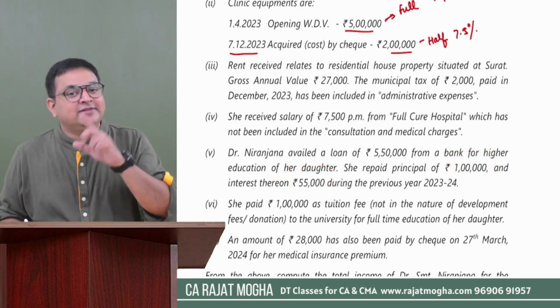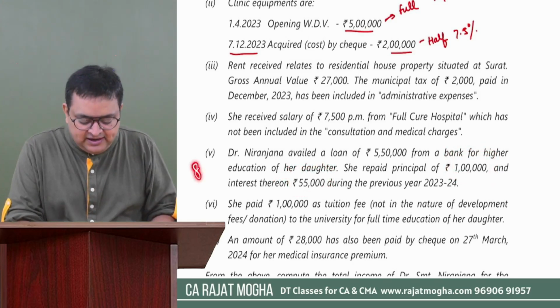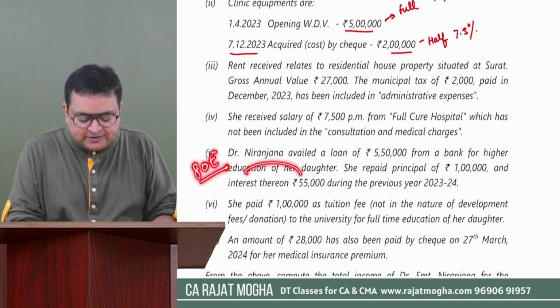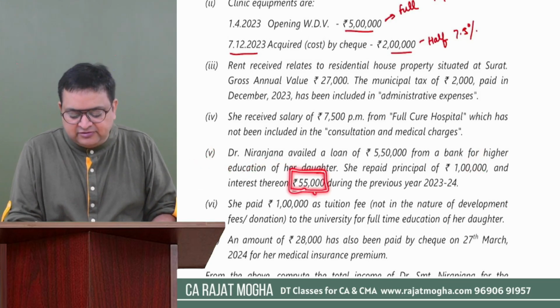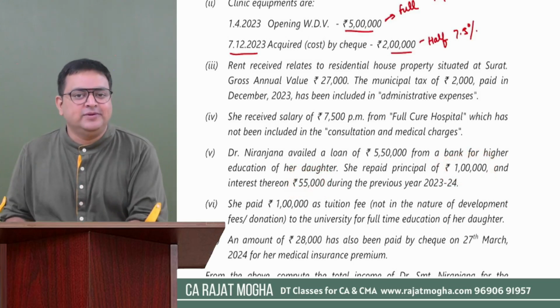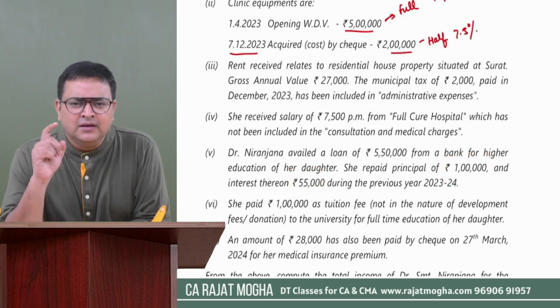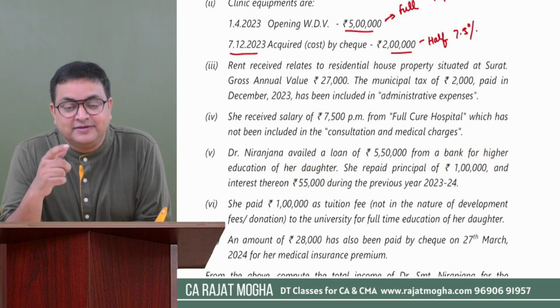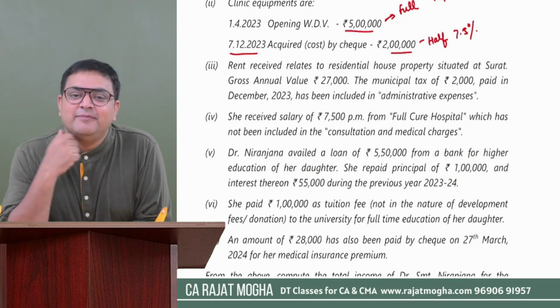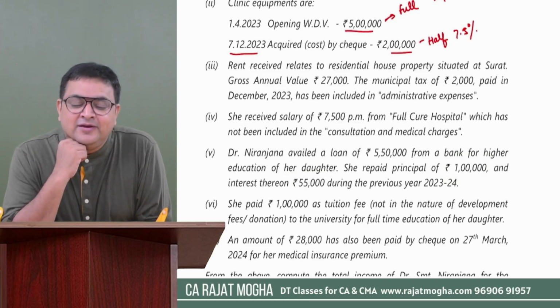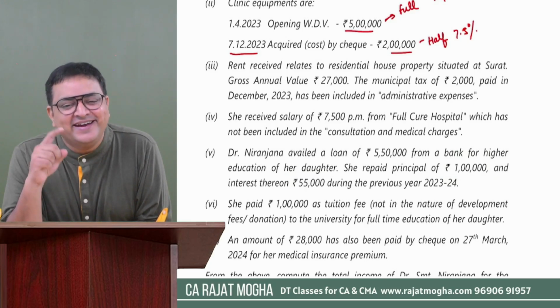We are only concerned with the interest amount, right? Because 80E gives deduction only with respect to interest, not with respect to principal. So we are concerned only with 55,000. We don't have to do anything of 1 lakh rupees. Correct? Some students might be confused because, sir, we have learned there is a principal repayment deduction also under 80C. So can we give 1 lakh deduction under 80C?